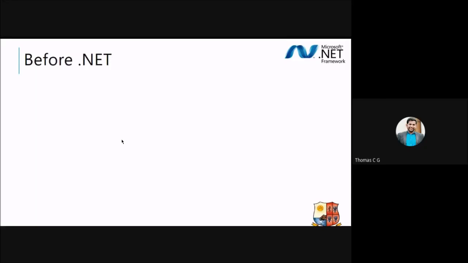Era of technologies. So at that time, Microsoft was still at the peak, which means they were still the leader in, I mean, even now they are the leaders in operating systems and software services. But still, what were they doing? How were they doing it before .NET came into the picture?